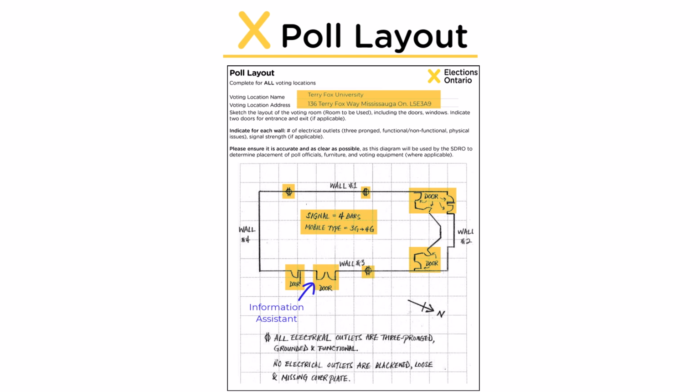The poll official will also use the diagram to review the location before polling day, or advance polls, to ensure there are no changes to the voting location since the inspection, and to set up the location.